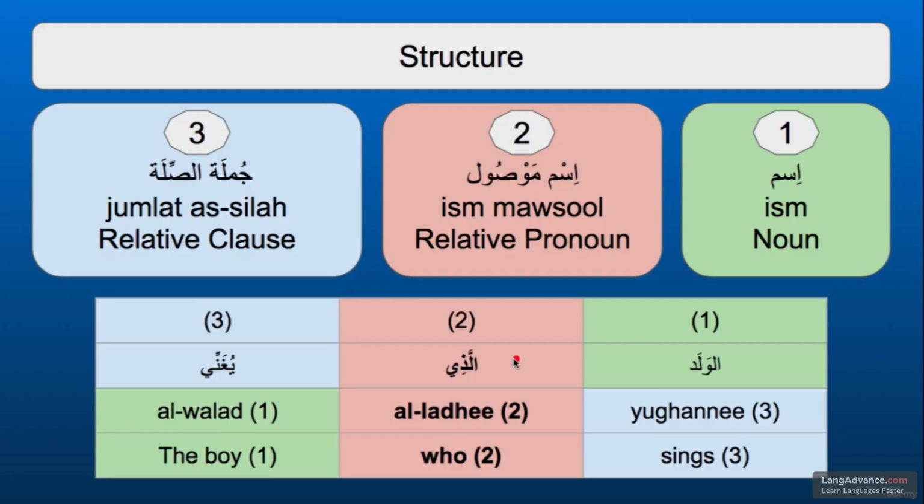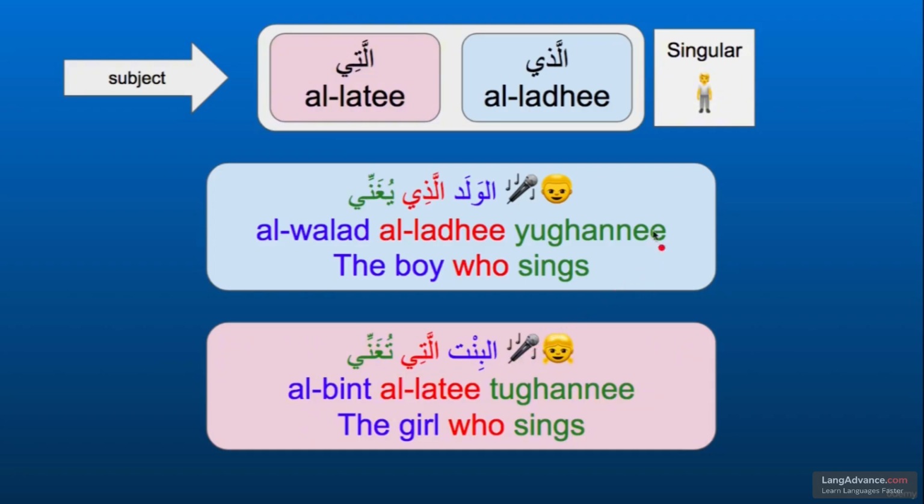Let's see examples for each of the different asma' mawsula, of the different relative pronouns. So for the examples for relative pronouns الذي and التي, the ones for singular, الذي for male and التي for female, let's take an example here. You can say الولد الذي يغني, the boy who sings. And for female it will be البنت التي تغني, the girl who sings.